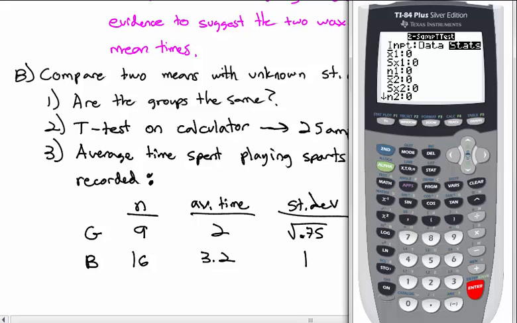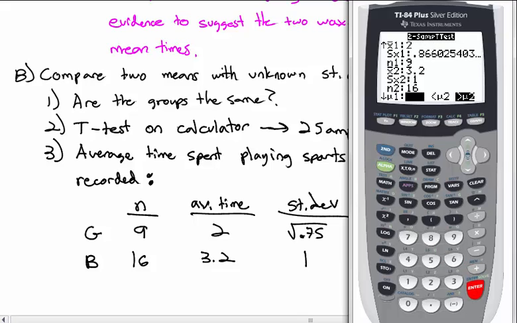We're going to tell it that we are going to insert the statistics. X1, that's the average time of the first group, is 2. The standard deviation is the square root of 0.75. And the number in the first group is 9. X bar 2, the average of the second group, is 3.2. The standard deviation is 1. And the number in the second group is 16.